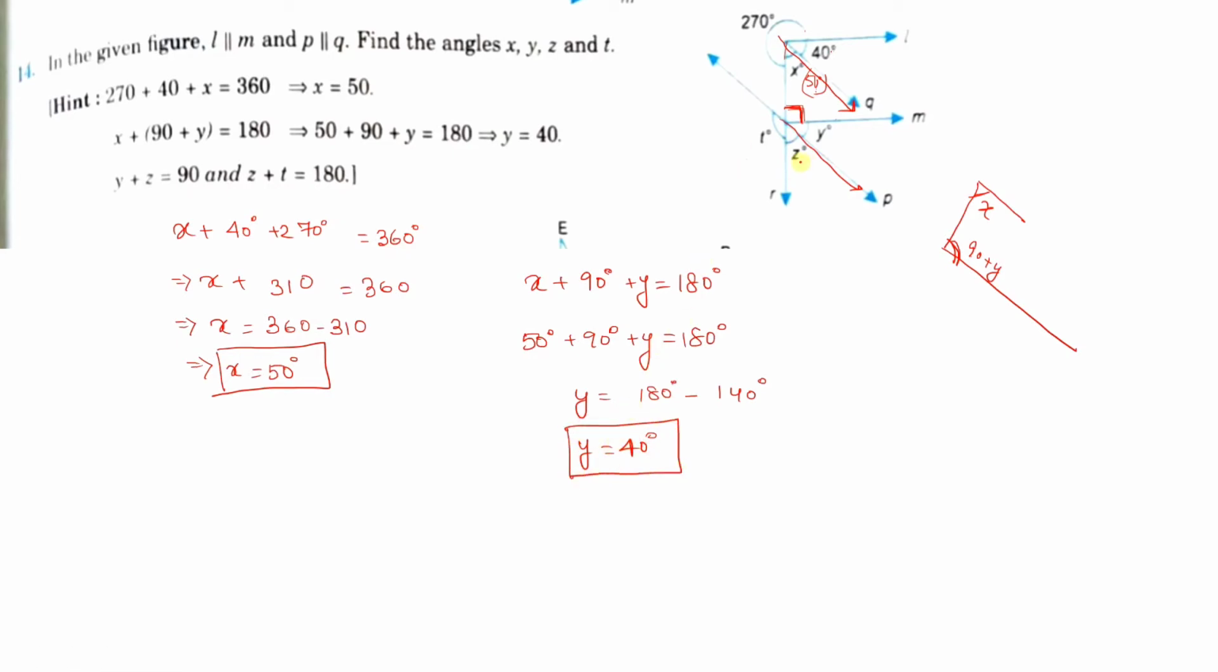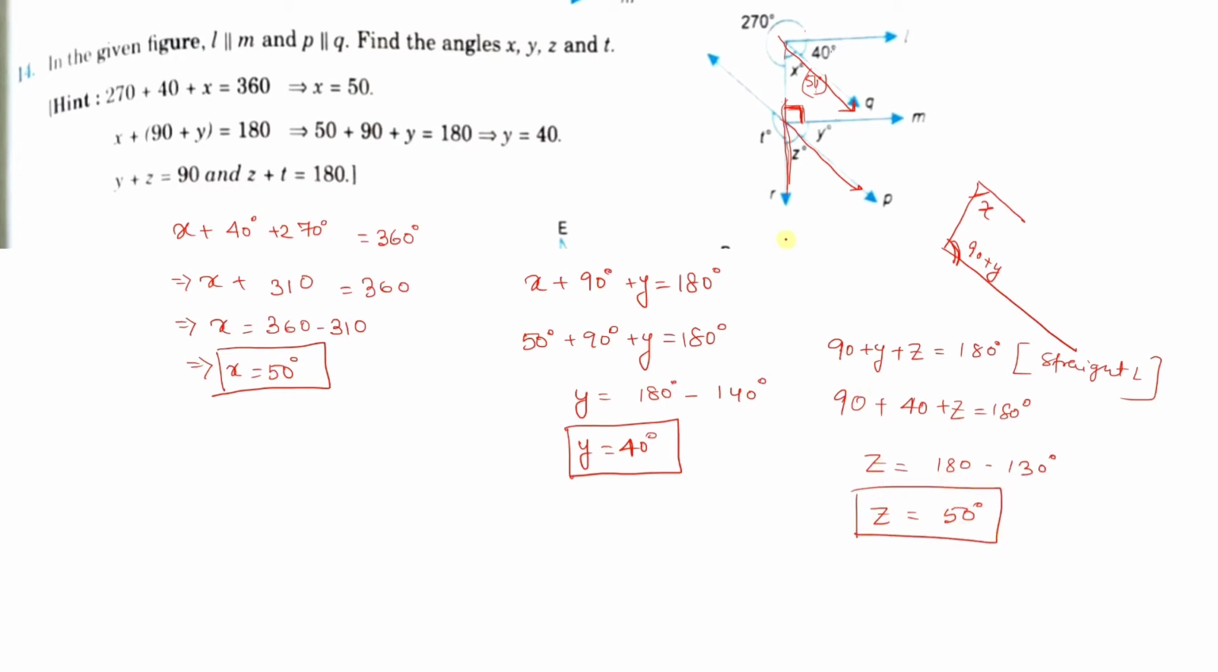Next you have to find the value of z. So how to find out? Here a straight angle is being formed. Look at this, a straight angle is being formed. So you will write 90 plus y plus z equals 180 degree. The reason will be straight angle. So 90 plus y means 40 plus z equals 180 degree. The value of z will be 180 minus 130 degree, that is z equals how much? 50 degree.